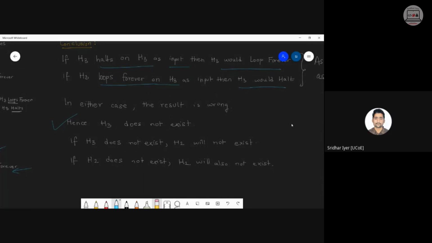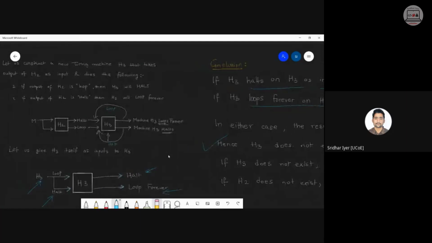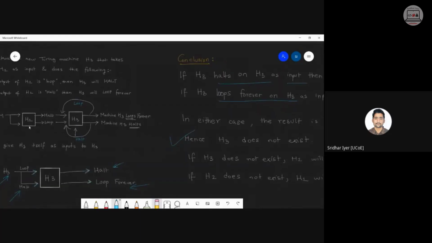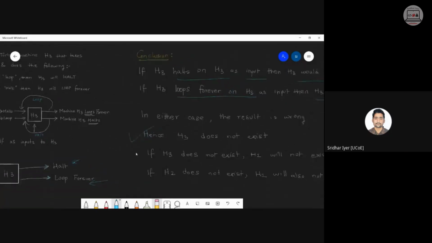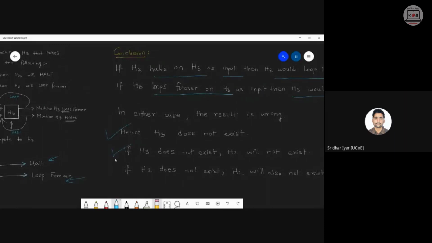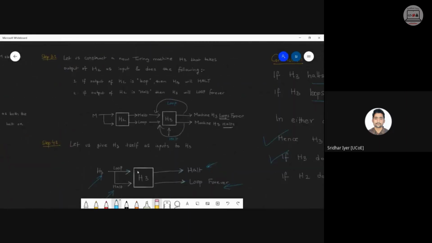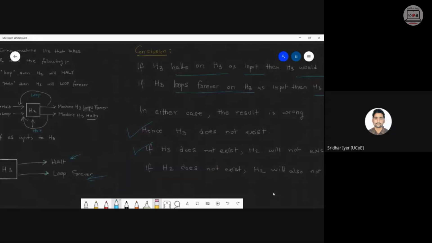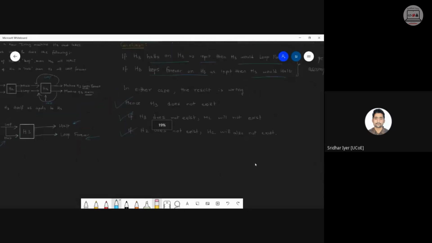And if H3 does not exist, there is no consequence or significance of H2. Because what happens is, we are sending the output of H2 to H3. So if H3 does not exist, what is the role of H2? So that is why H2 will also not exist. And if H2 doesn't exist, then what is the significance of H1? It has no significance. And hence we can say, if H2 does not exist, H1 will also cease to exist. And hence, H1 also doesn't exist. So in short, we can say that any such problem does not exist.